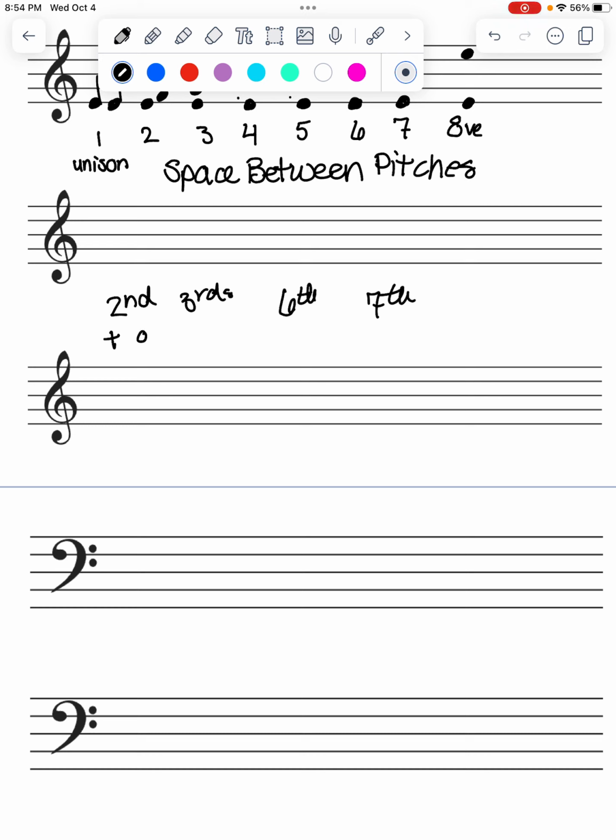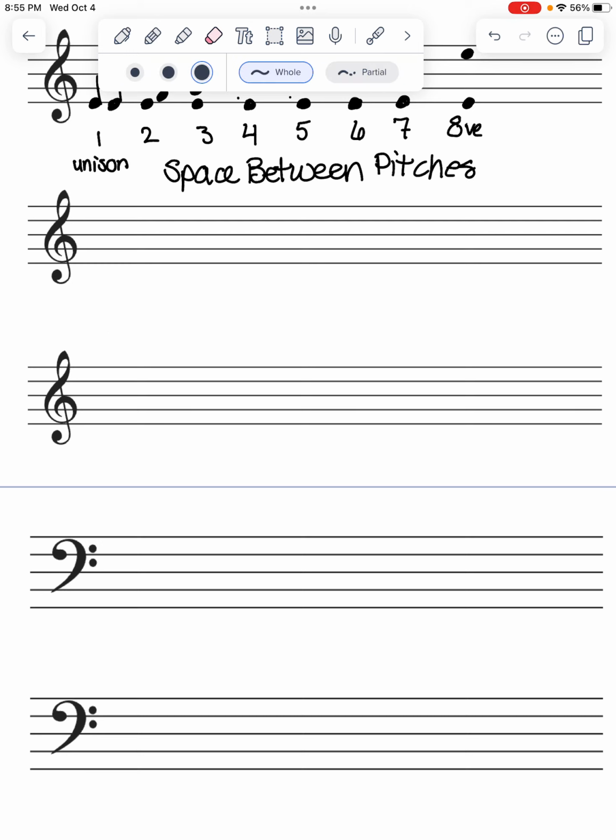Now, we do not see those very often. They don't happen all the time. They're very uncommon, but they do exist. They can exist. What does that look like?